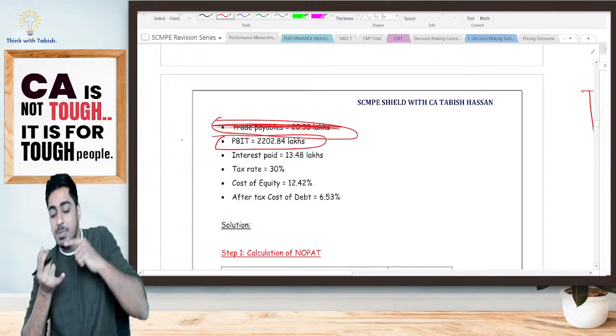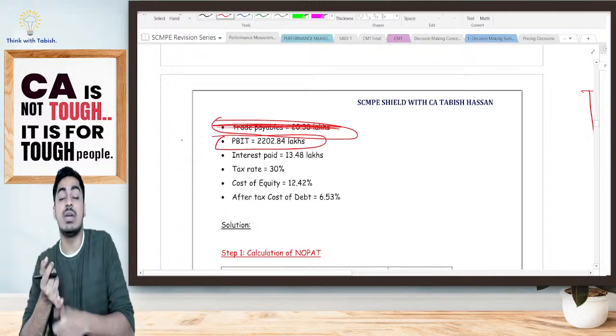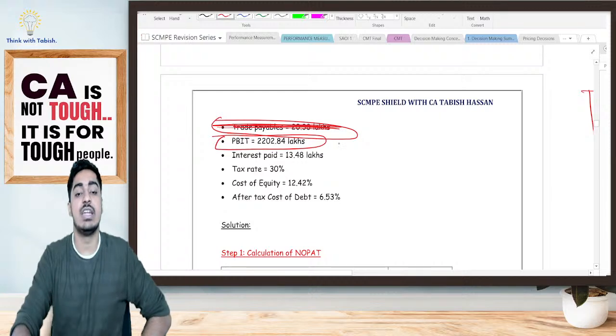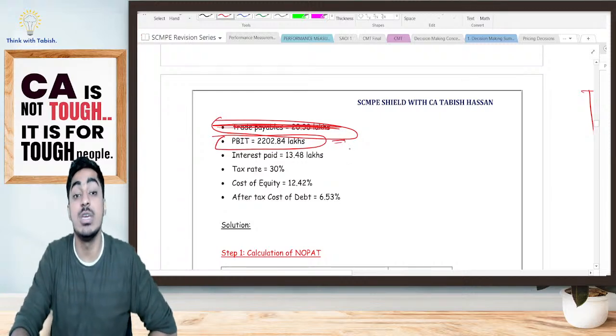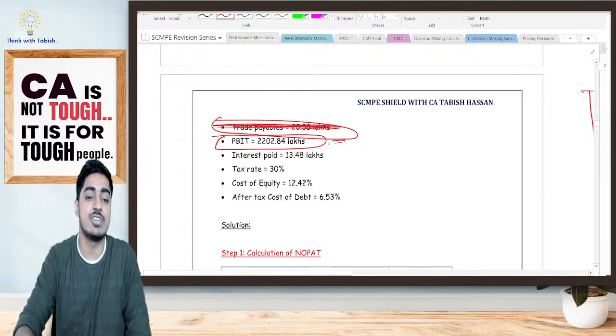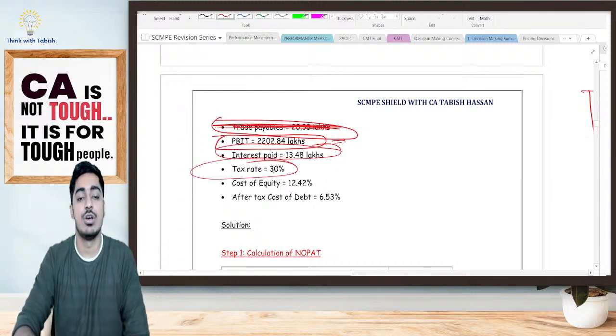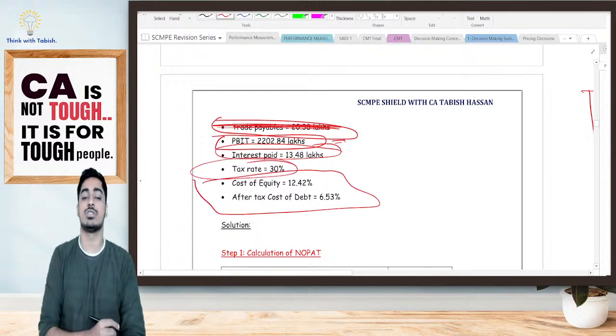Before paying my interest, before paying my tax, I'm having my profit. That is my before tax profit for my equity as well as debt holders. On that, how much interest I've paid is given, tax rate is given, cost of equity as well as after tax cost of debt is given.